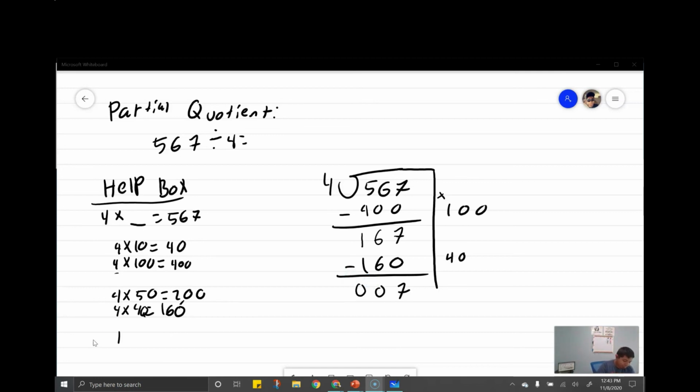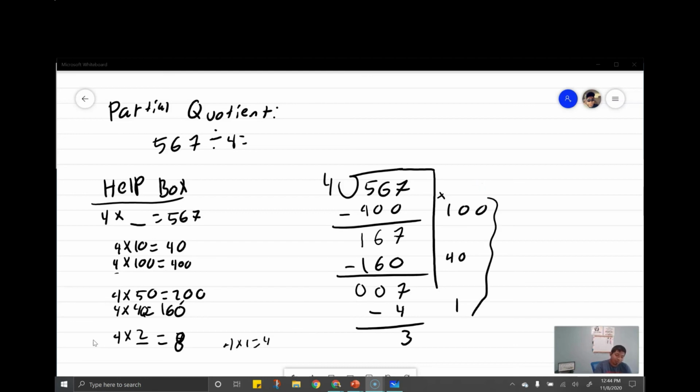So 4 times what can equal 7, or close to 7? If I do 2, that'll be 8, and that's too much, so I need to do 1. So 4 times 1 is 4. 7 minus 4 is what? 3, good. And can I do anything with that? If I do 4 times 1, that's 4, and I can't do 0. So that's my leftover.